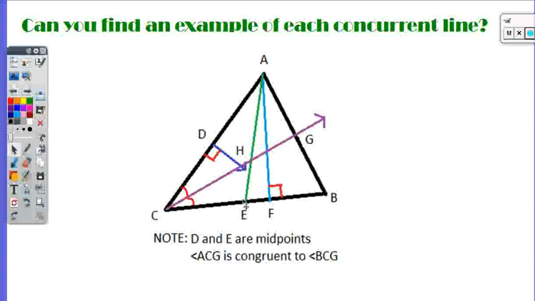Finally, we have an altitude. And remember, an altitude goes from a vertex to a right angle. So the only option we have left is AF, which does go from a vertex, which is vertex A, and forms a right angle, which is occurring right here.